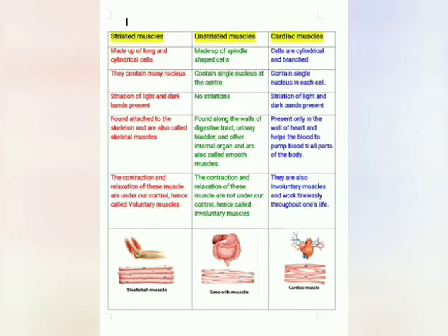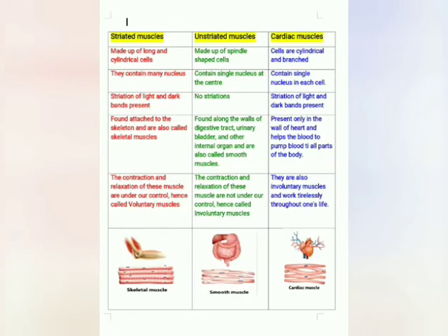Unstriated muscles are not under the control of the individual's will. Therefore, they are called involuntary muscles. These muscles are spindle shaped and have only one centrally located nucleus. These are smooth structures without any striations. These muscles are found in the walls of hollow organs such as stomach, intestine, blood vessels and urinary bladder.